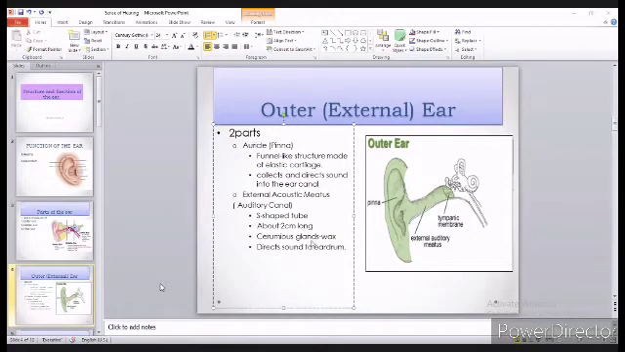And its function is, after the ear pinna here collects the sound, it directs it into this small neck of the funnel so that it projects on the eardrum. So its function is just to direct sound to the eardrum.